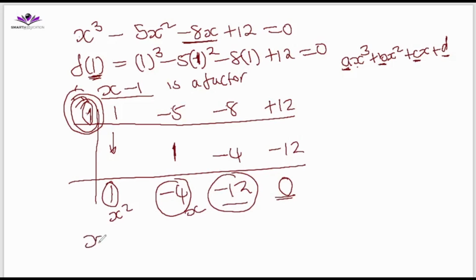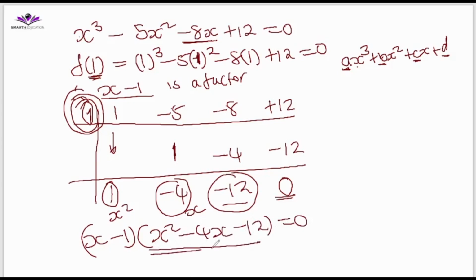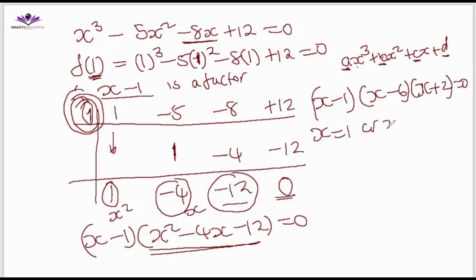Okay, so we have x minus 1, and then 1x squared minus 4x minus 12 is equal to 0. You see that? Then we can factorize this. We can find the factors here. It's going to be x minus 1, and then here it should be x minus 6, and then x plus 2 is equal to 0. Therefore, x is equal to 1, or x is equal to 6, or x is equal to -2, like that.